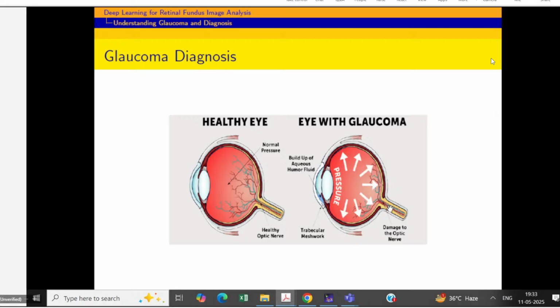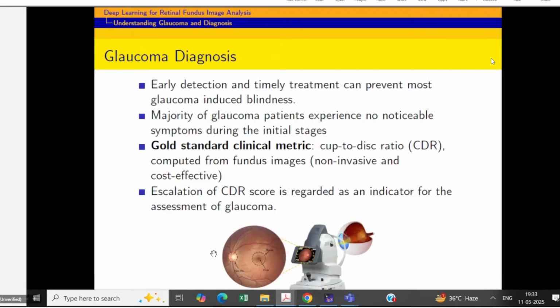This is possible if the damage to the optic nerve is significant. If it is less, it is sometimes even difficult for the ophthalmologist to detect glaucoma. I've shown you earlier how it looks when you capture the fundus image, with the optic disc and optic cup. So what are the standard procedures that ophthalmologists follow in clinics to identify glaucoma?